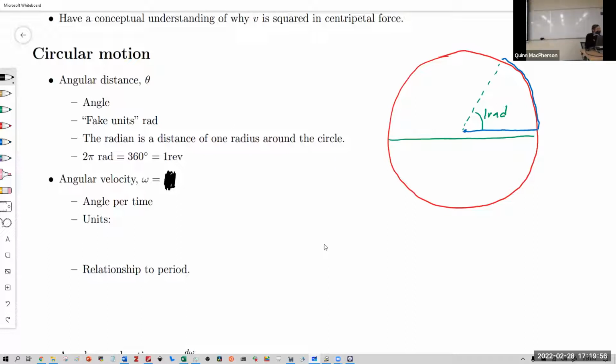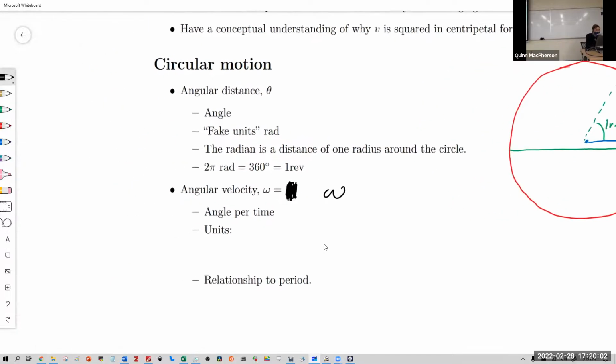Okay. Omega is angular velocity. Remember backing up, we had position, and then we had velocity was change in position over change in time. And then acceleration was change in velocity over change in time. Remember that this is like the first couple days of this course. We're going to do a similar thing, except instead of starting with position, we're going to start with angle. So angle is just angle, theta.